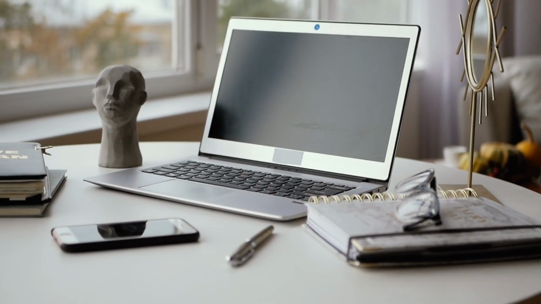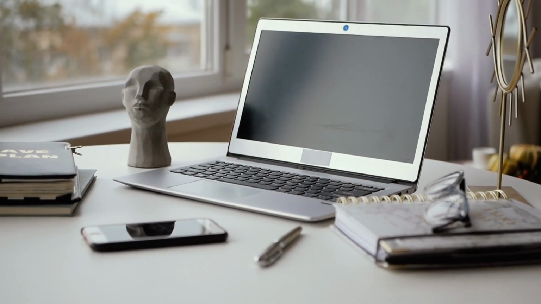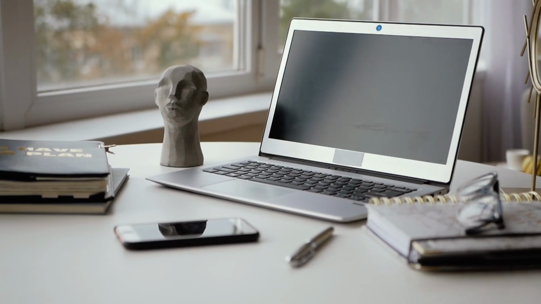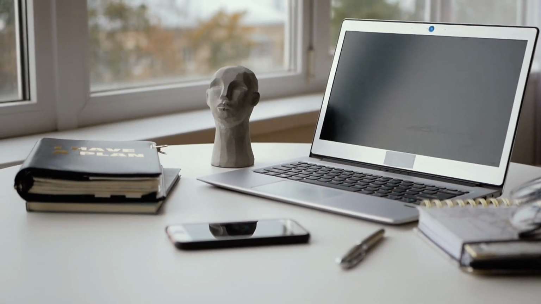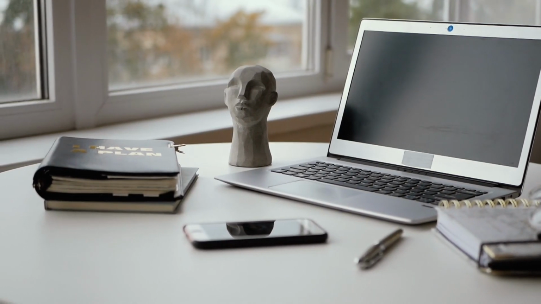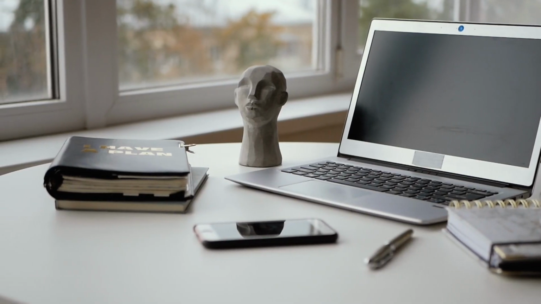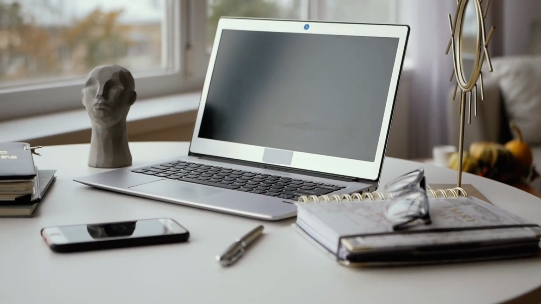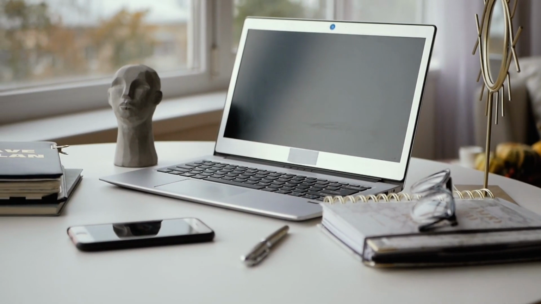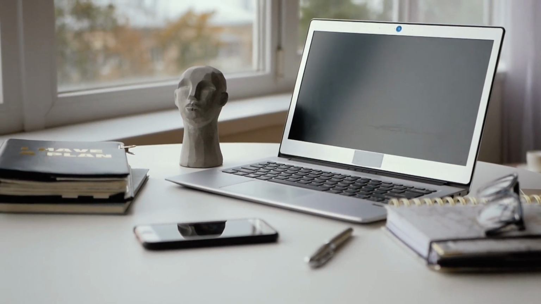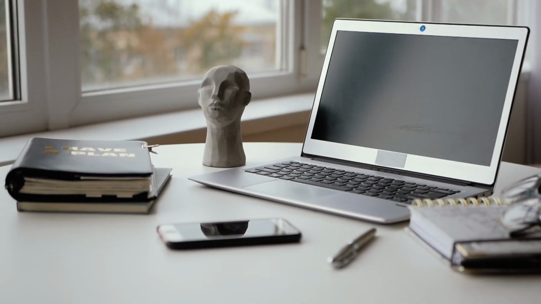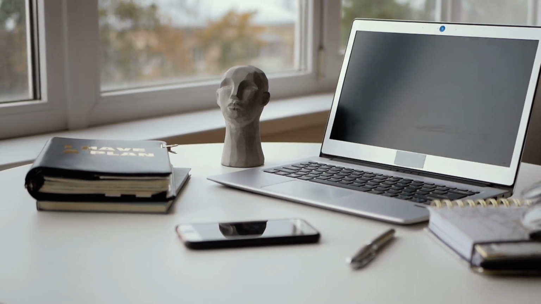Part 4, Study area. Near the window, there is a study table. I use this table for studying and working. On the table, there is a laptop. There are also a few books and a notebook. Everything on the table has its own place.